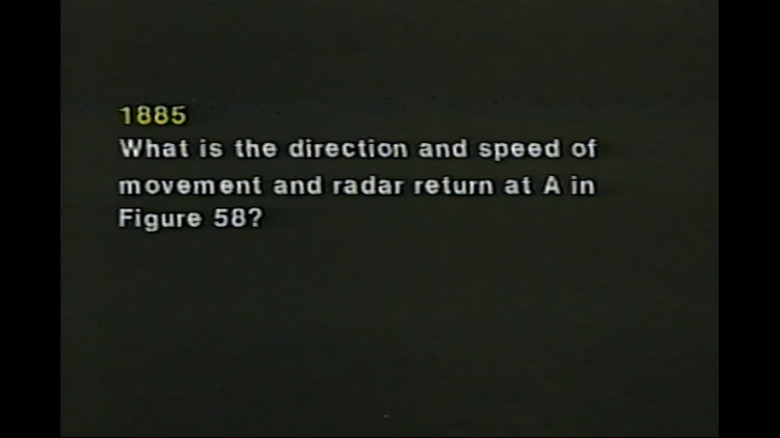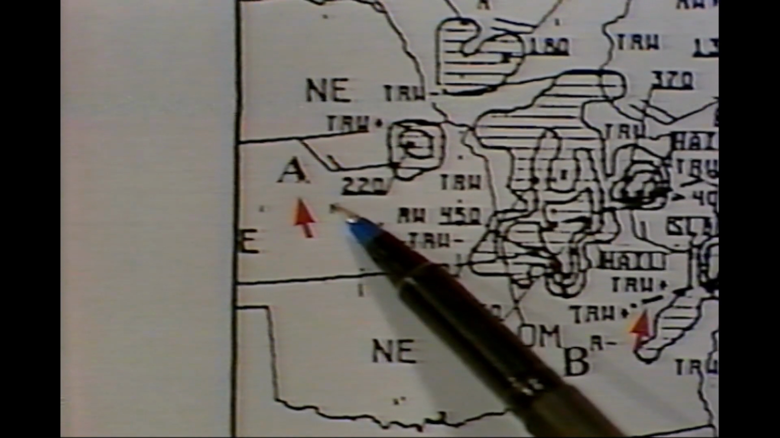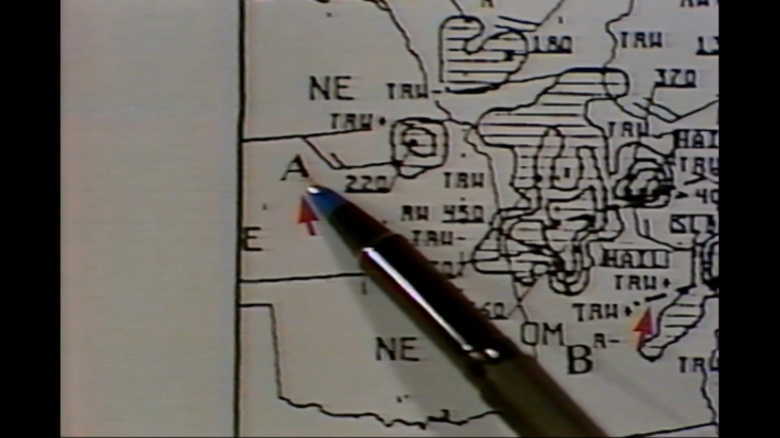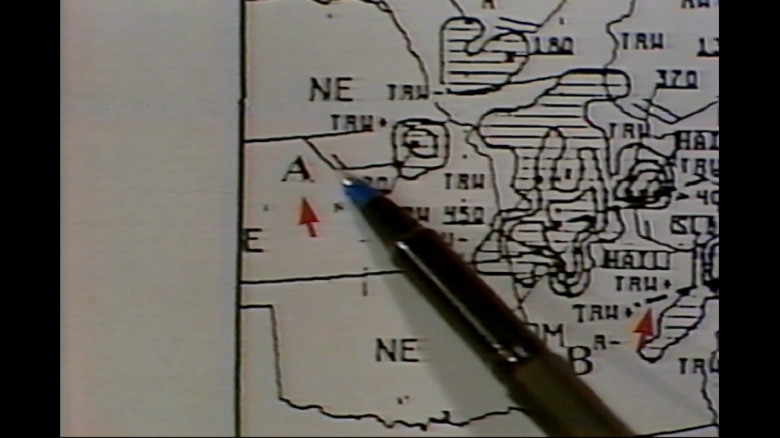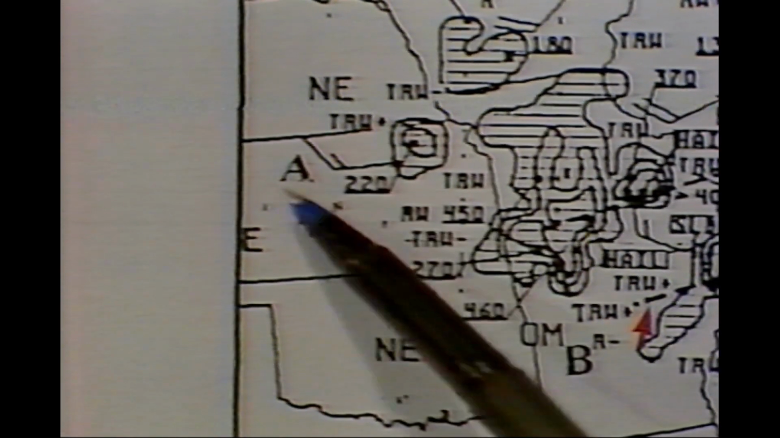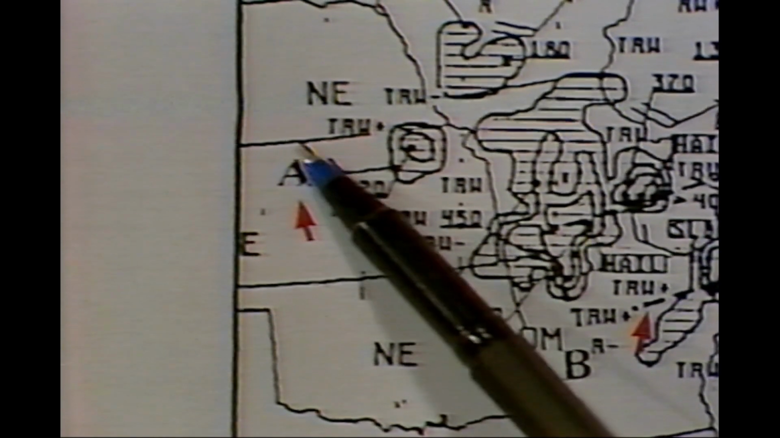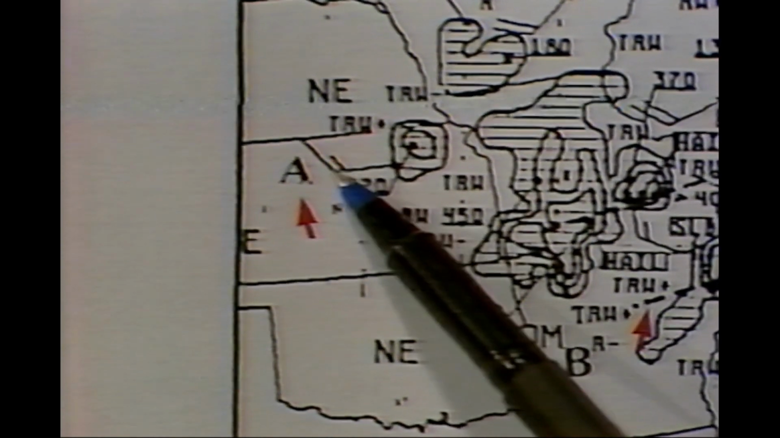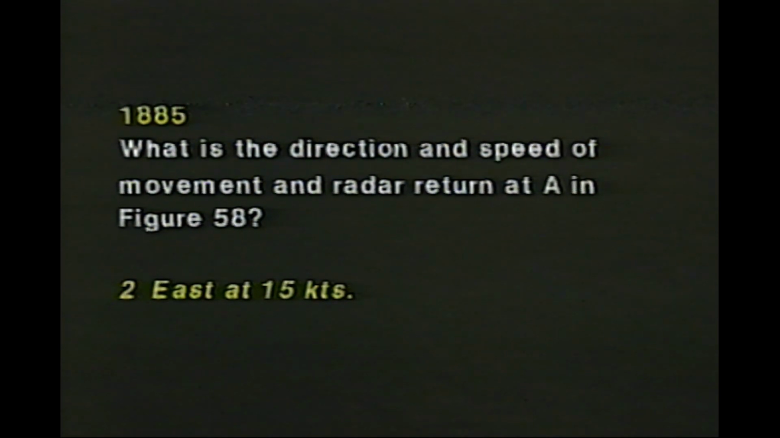Question 885, what is the direction and speed of movement of the radar return at A in figure 58? Figure 58 is an excerpt of the radar summary chart, and these letters are rather difficult to find, but letter A is off to the left here, and the movement is shown by the typical wind flag. So the movement is from the west to the east. Each line is 10 knots, each half line is 5 knots. So it's moving to the east at 15 knots. That's answer number 2.